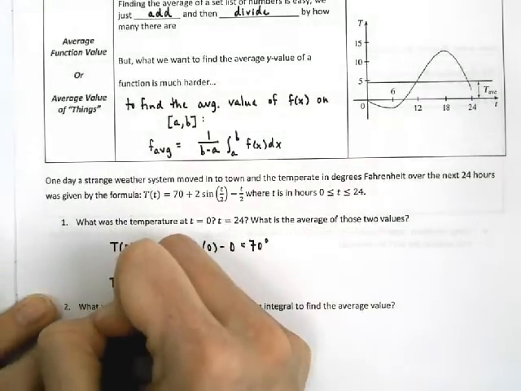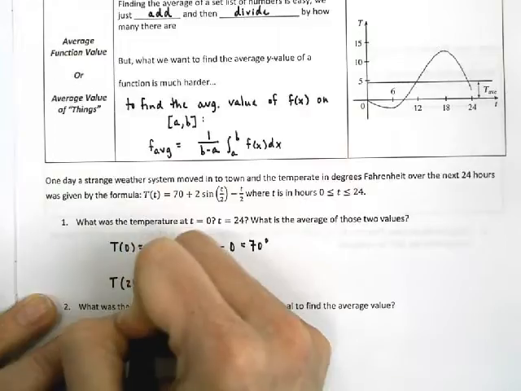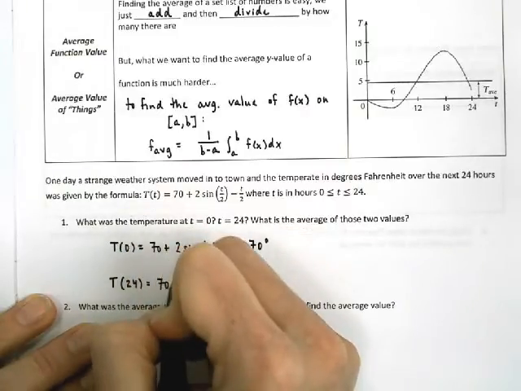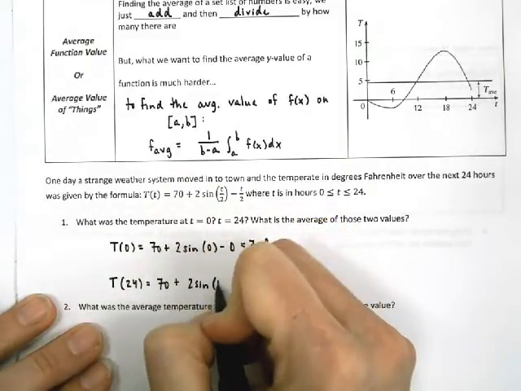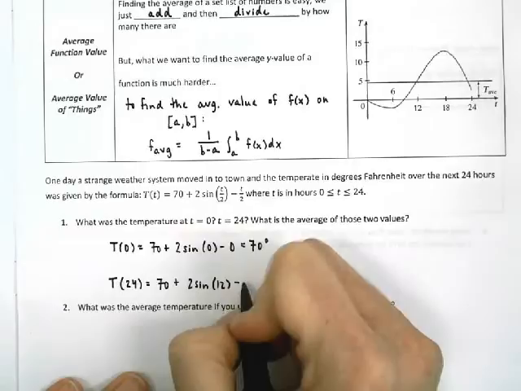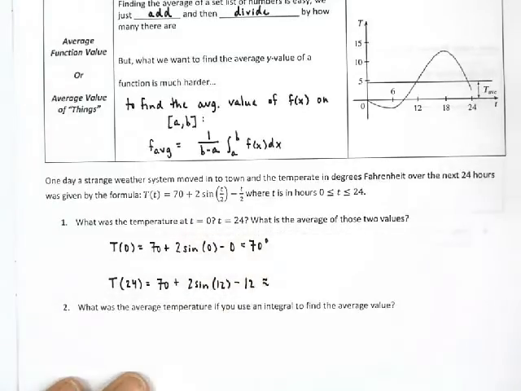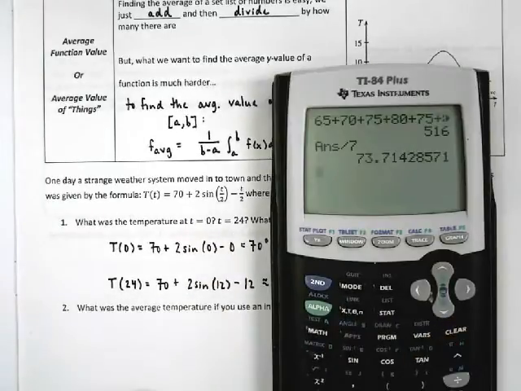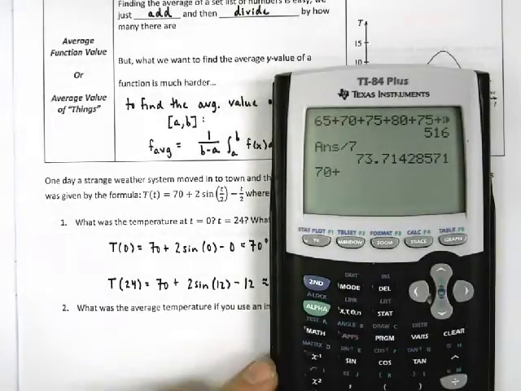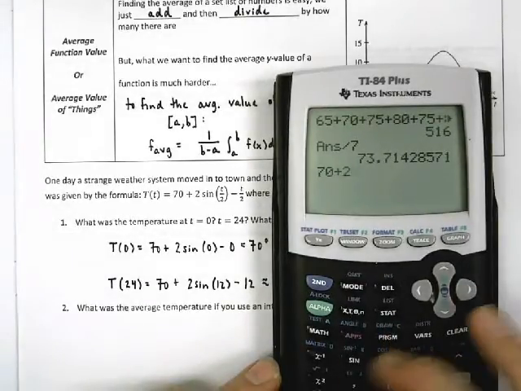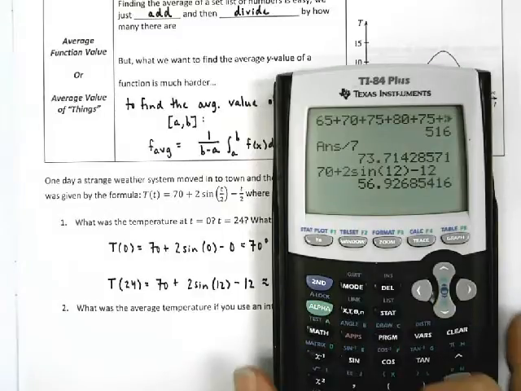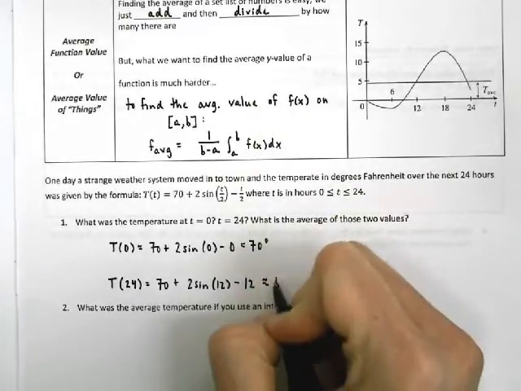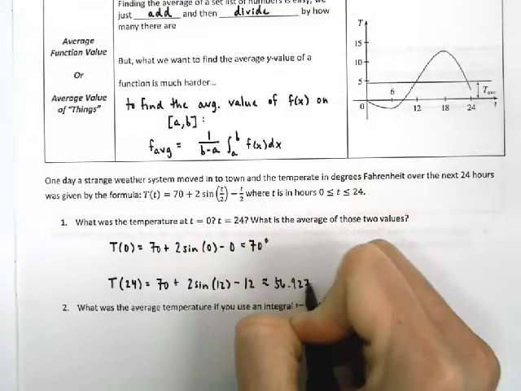Now, if I want to find the temperature at time 24 hours, we're going to have to do a little more work here. So 70 plus 2 times the sine of 24 divided by 2 is 12, minus t over 2 is 12. We'll use our calculator here. So 70 plus 2 times the sine of 12 minus 12. And I get approximately 56.927 degrees.